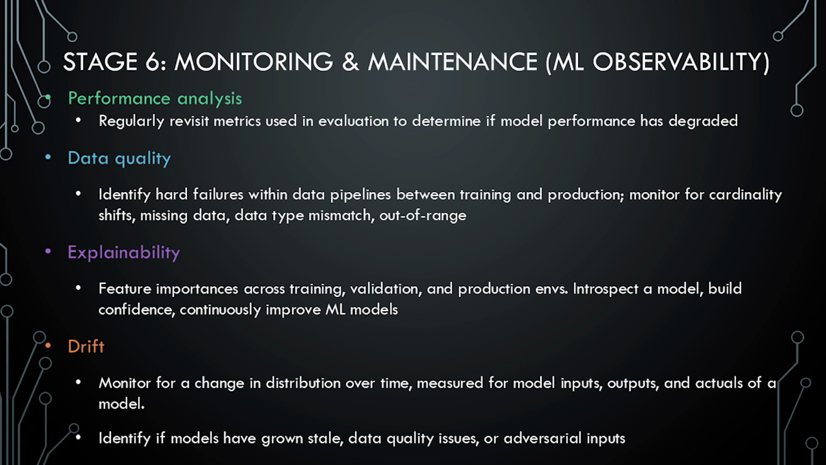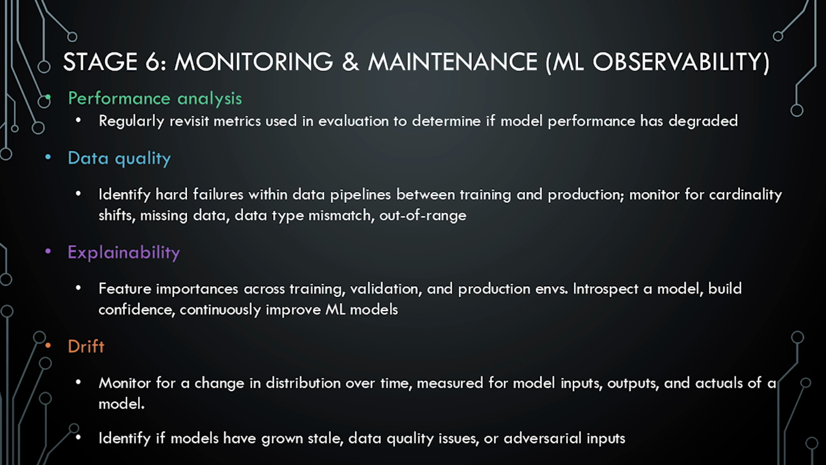Data quality is also a big consideration. We need to make sure that we can identify any failure modes within our data pipelines between both training and production. We also need to make sure that we're monitoring for any kind of cardinality shifts in our data, any missing data or data type mismatches, and out-of-range values. Being able to detect data quality issues before the data gets to the stage of being used in a model, whether for training or inference, is important. Otherwise, we are introducing failure modes in our model. Having observability baked into our data pipelines is a proactive approach to preventing downstream issues.